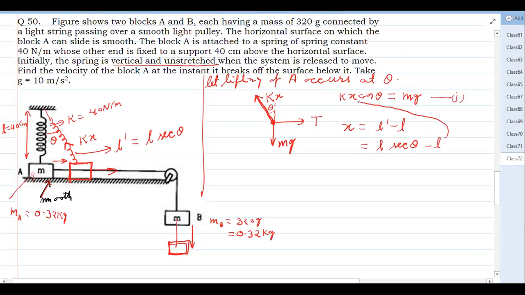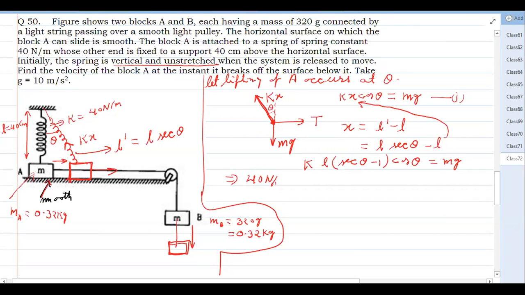Now if you put it here in place of x, we can write k L (sec theta minus 1) cos theta equal to mg. So this much we can write. All the values, k and everything, are given. If you put all the values, 40 Newton per meter, L is 40 cm, and cos theta sec theta is 1, so we get 1 minus cos theta. And mg, mass is 320 grams, so 0.32 kg, 0.32 into g, which is 10.